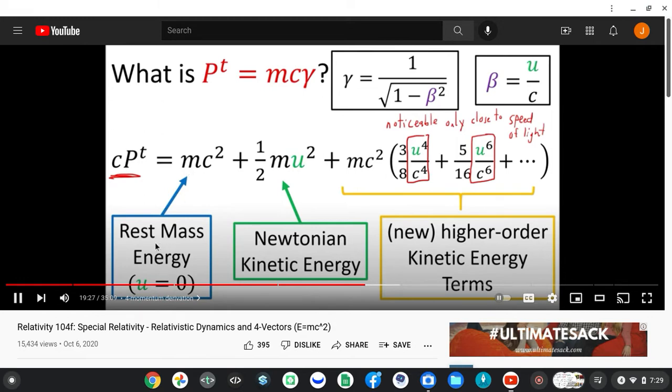So now we don't have any energy numbers for all this right here. Massive objects have mass, even when they are at rest.